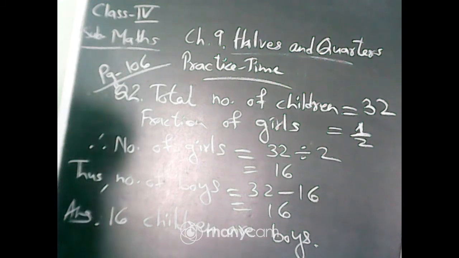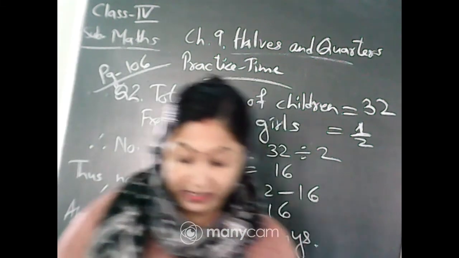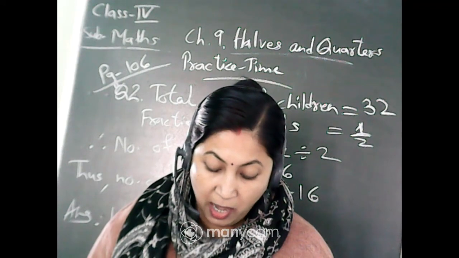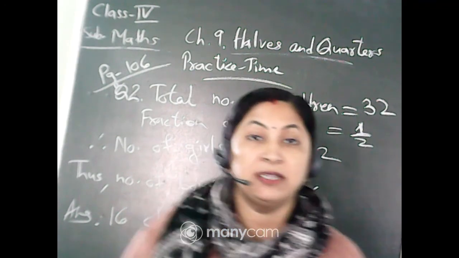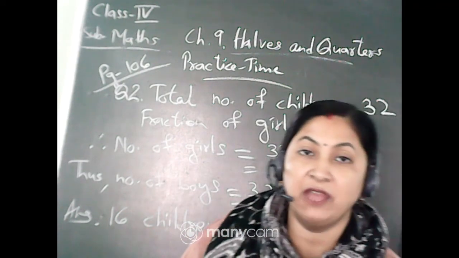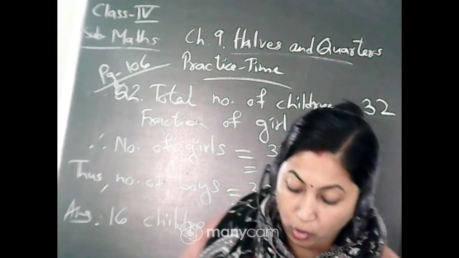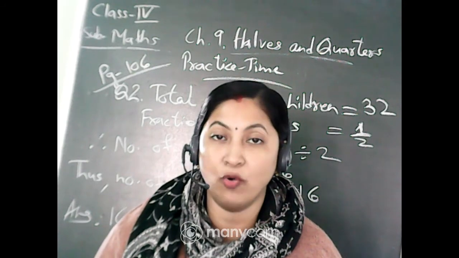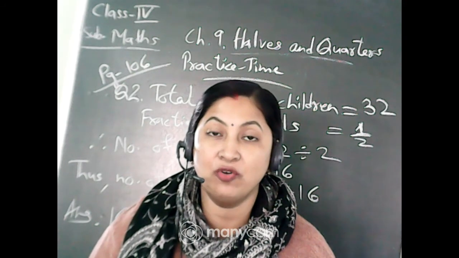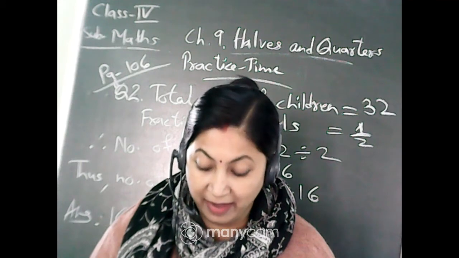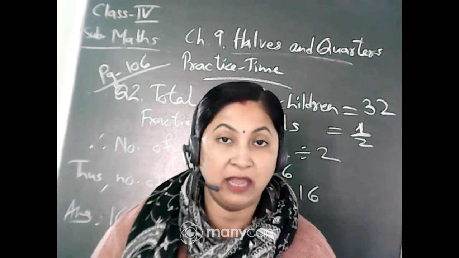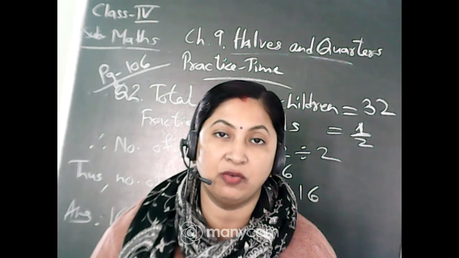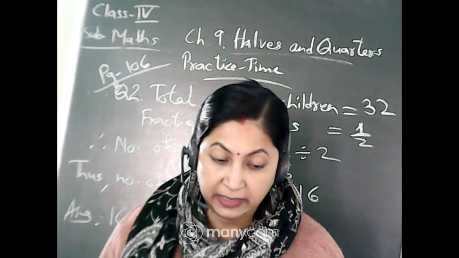Question number 3. There are 20 stars. A quarter of them are red. How many stars are red? Now, since before this you were doing half, half, half, now it is quarter. So, total number of stars given is 20 and quarter means 1/4. So, out of them, 1/4 of the stars are red. You have to find out how many are red, and how many are not red. Okay. So, let us write the statement.